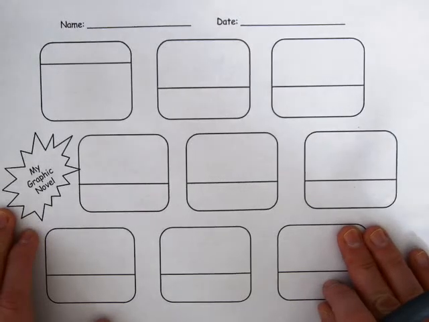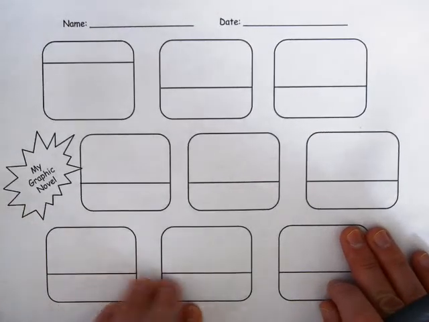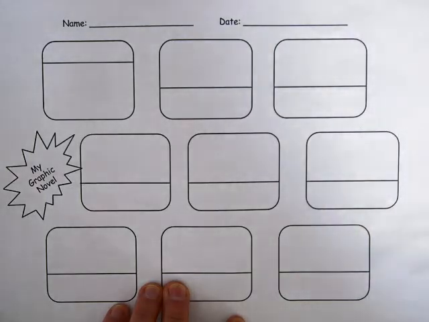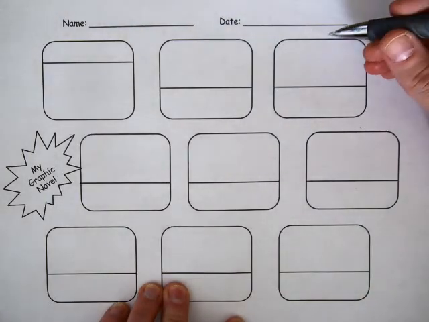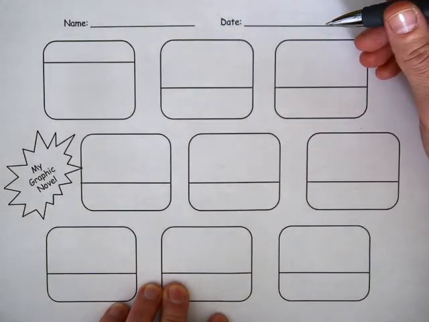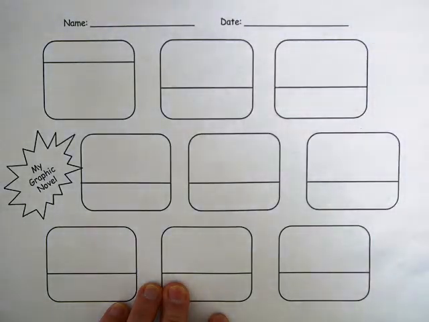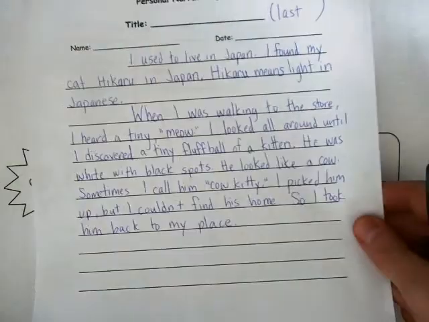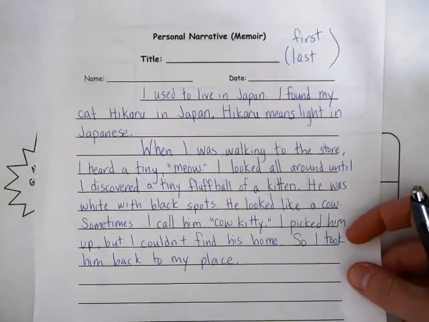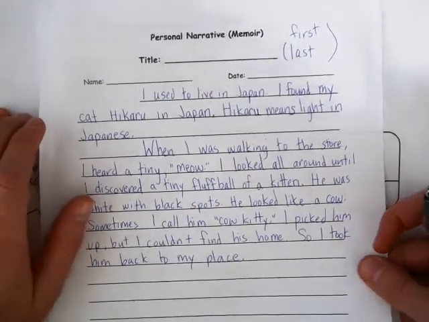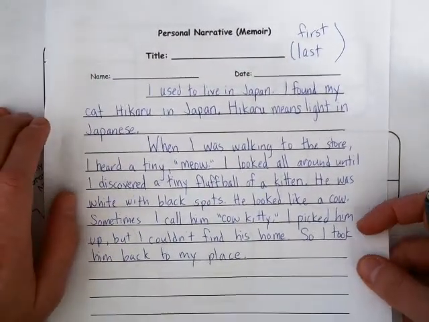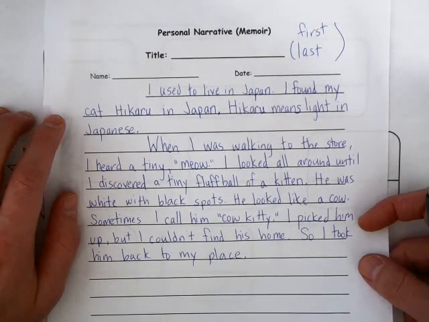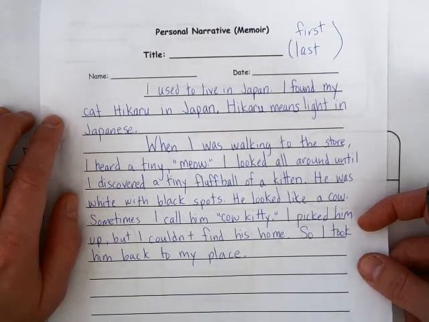So we're continuing our personal narrative, our memoir unit, and today I'm going to talk about how to create a graphic novel out of your story. You guys have already written your story, your personal memoir, or your narrative. My story was, I used to live in Japan. I found my cat Hikaru in Japan. Hikaru means light in Japanese. That's the first part of it.